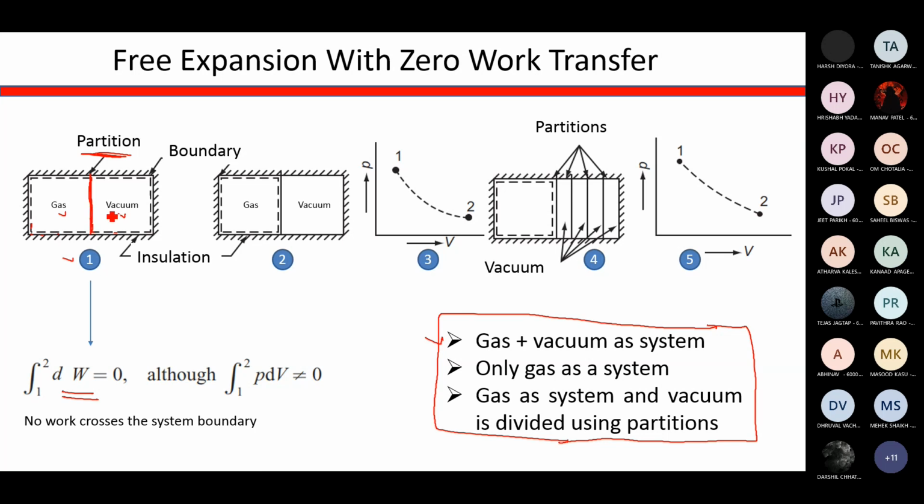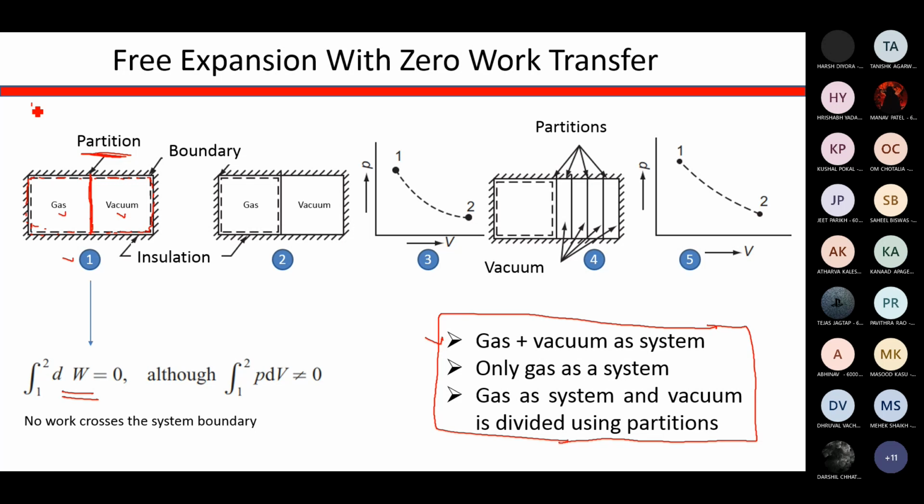So there is no change, or no work is involved in this process when the gas is expanding against the vacuum, right? Because nothing is crossing the boundary. See, where is your system boundary? Your system boundary is here itself, right? Right from the beginning to the end, your system boundary is one and the same.